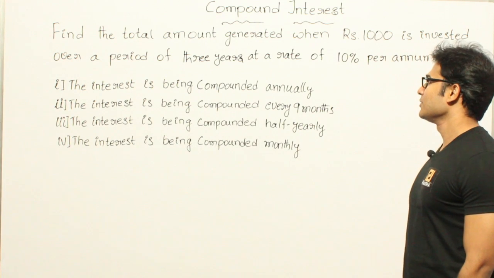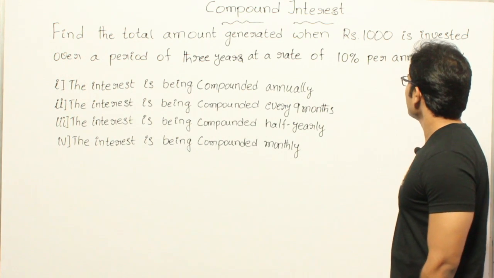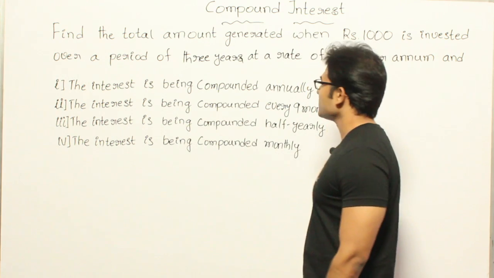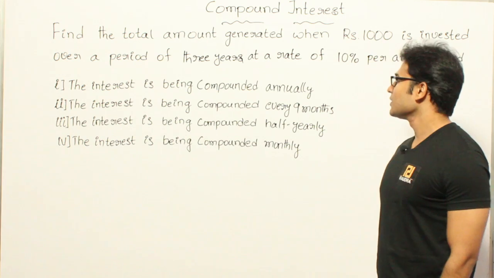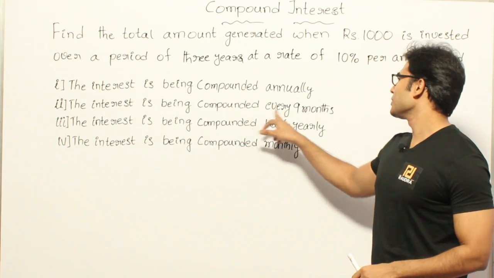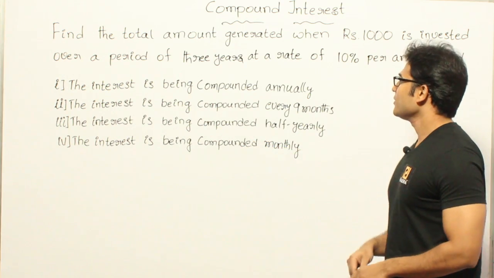Now let's see this example. Find the total amount generated when 1000 rupees is invested over a period of 3 years at a rate of 10% per annum, and the interest is being computed annually. And the same question, where interest is being computed every 9 months, half yearly and monthly.